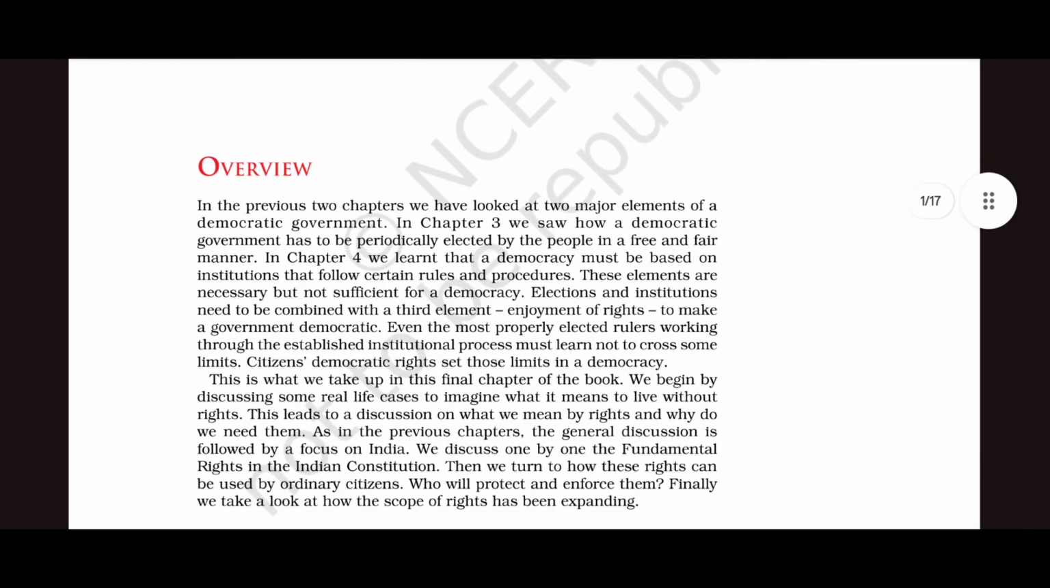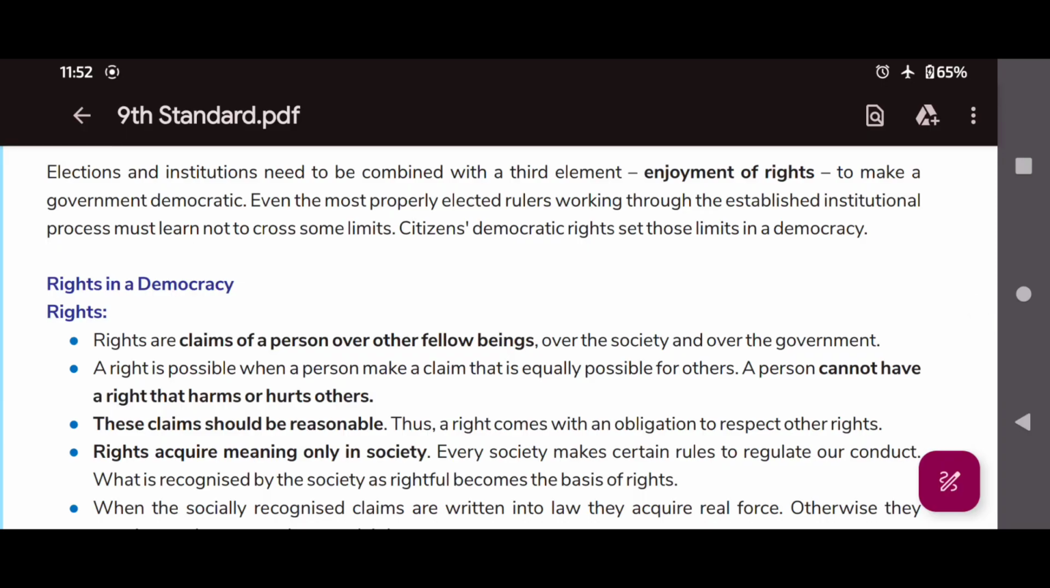In the previous two chapters, we have looked at two major elements of a democratic government. We saw how a democratic government has to be periodically elected by people in a free and fair manner, and we also learned that democracy must be based on institutions that follow certain rules and procedures. These elements are necessary but not sufficient for democracy. Elections and institutions need to be combined with a third element, enjoyment of rights.